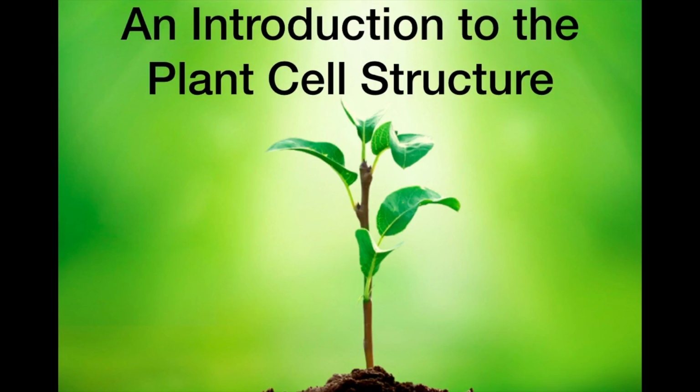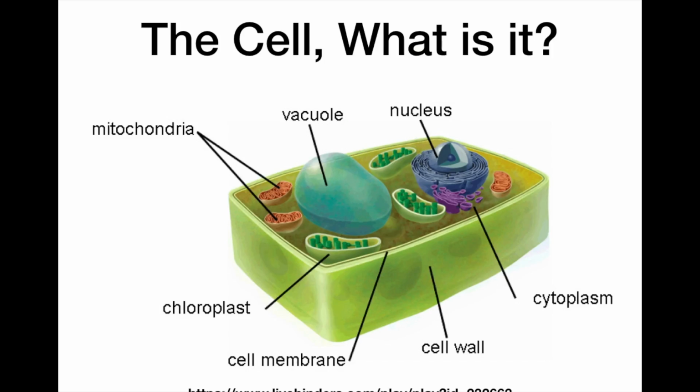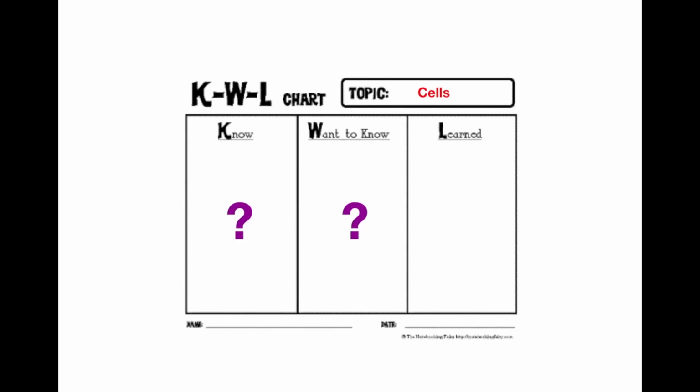So for today's virtual lesson, I'm going to give you an introduction to the plant cell structure. Plant cells are made up of what are called organelles. Organelles, which are labeled below, are what we're going to talk about in this talk. Before we start, could you please fill out the K and the W of this KWL chart?